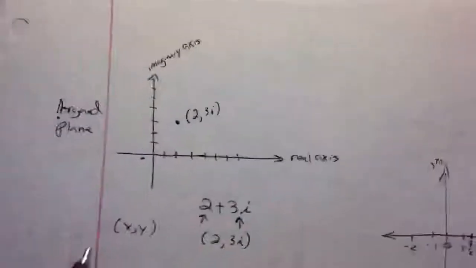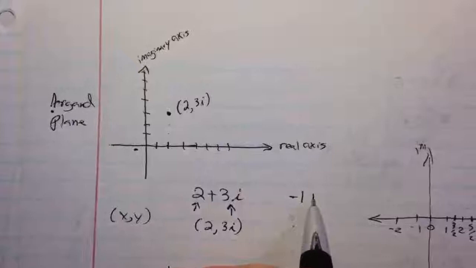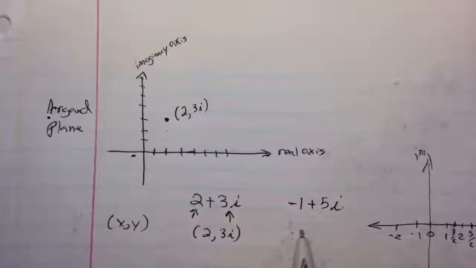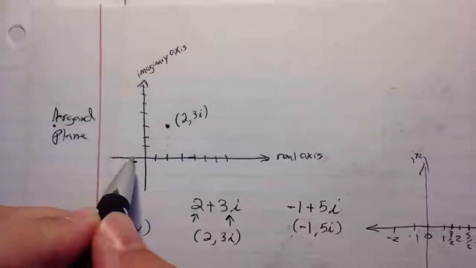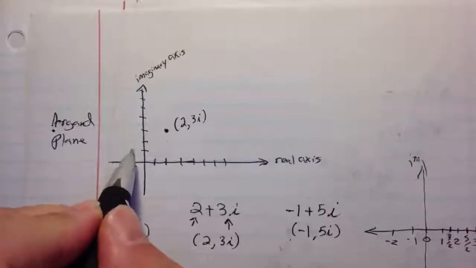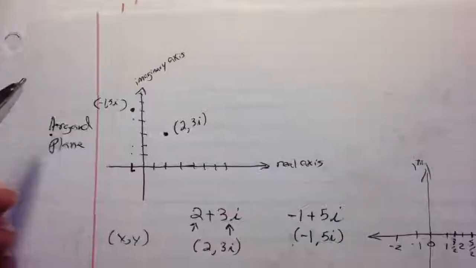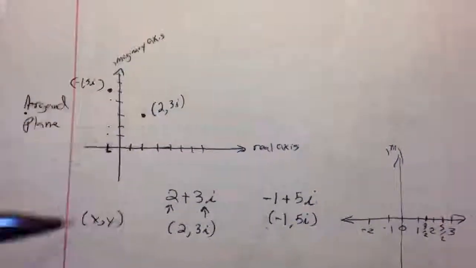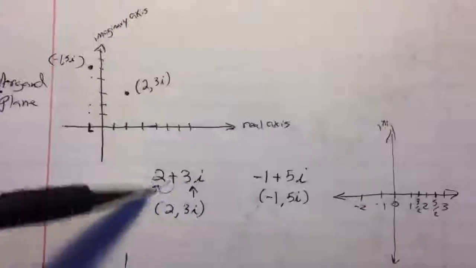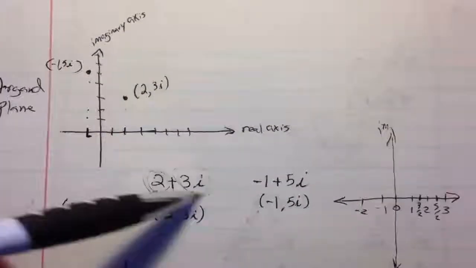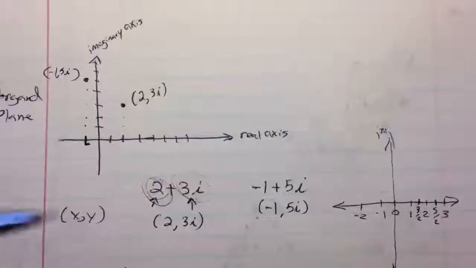Now I'll do a couple more with you. Let's say you had -1 plus 5i. Okay, so that's the x one, that's the y one. So go back here, -1, then 1, 2, 3, 4, 5. So -1, 5i. That's how you graph on a complex number plane. So what's your takeaway from this? For your complex number, the real part is the x part, the imaginary part is the y coordinate, and you just plot them like a normal coordinate.